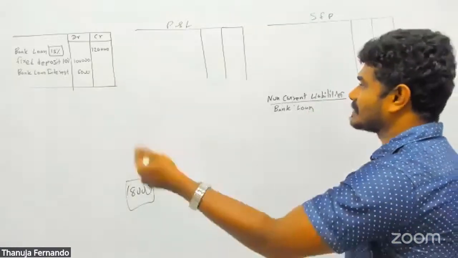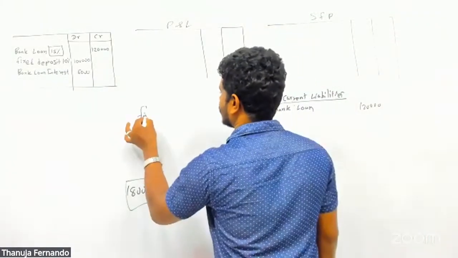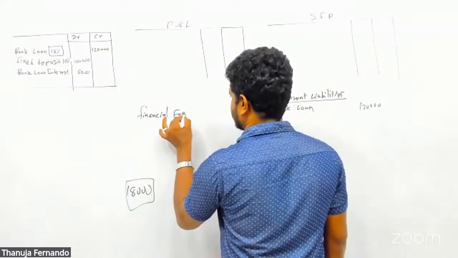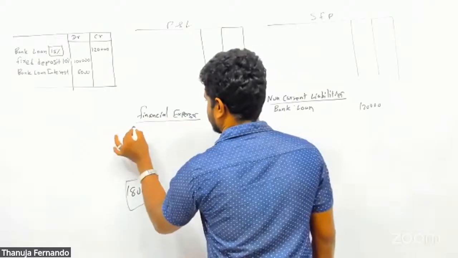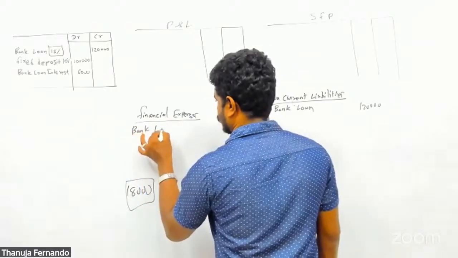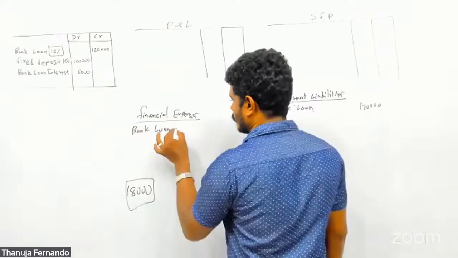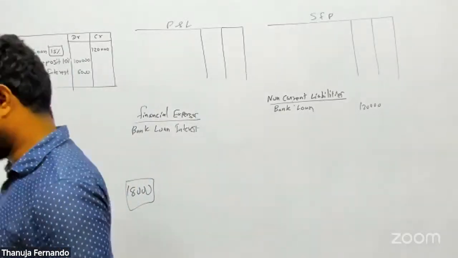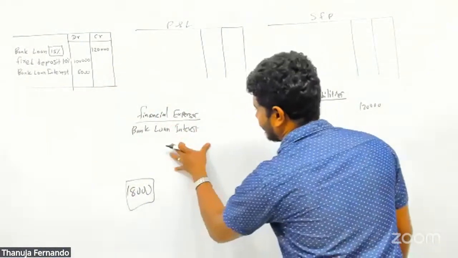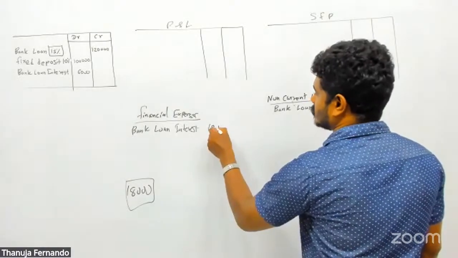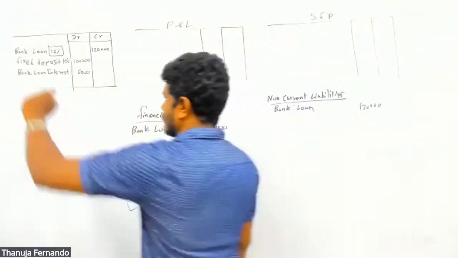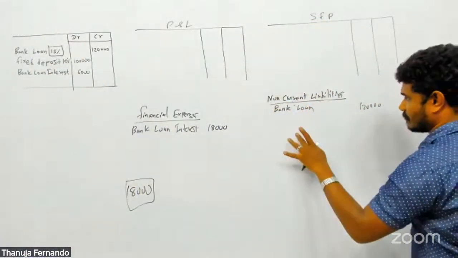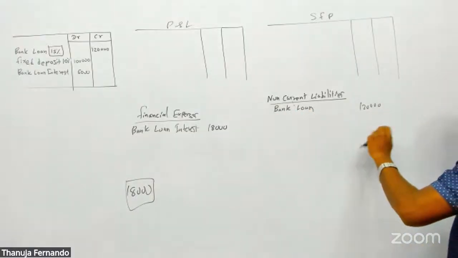So bank loan interest is an expense, a financial expense. Under the profit or loss statement, under financial expenses, record it as bank loan interest, 18,000. Remember, first of all, we write bank loan. Bank loan is a non-current liability. Under non-current liabilities in the statement of financial position, record as bank loan.